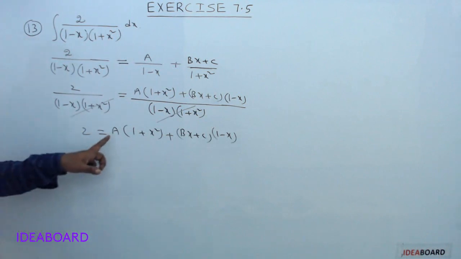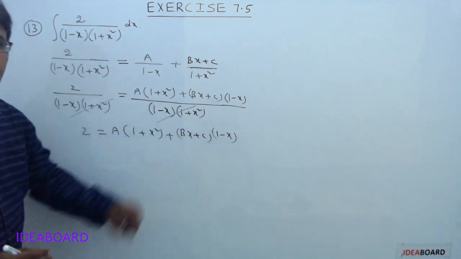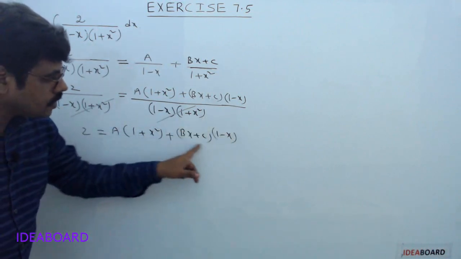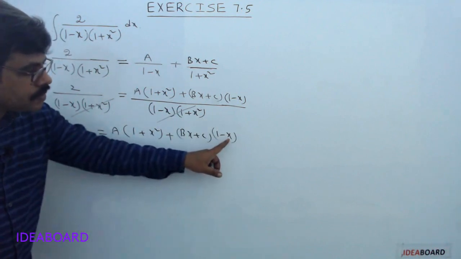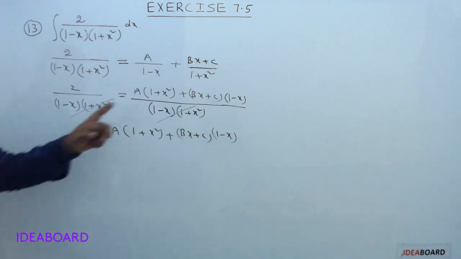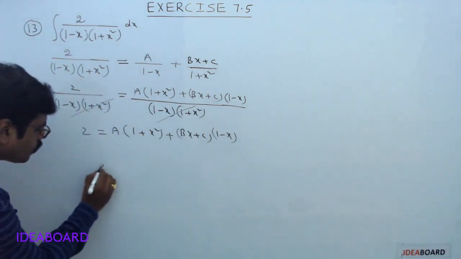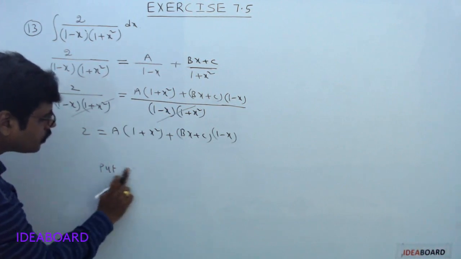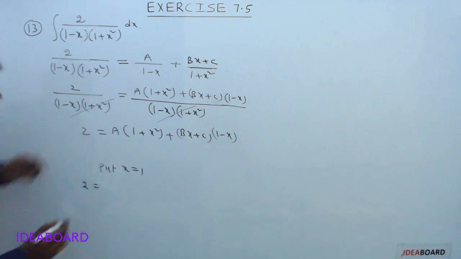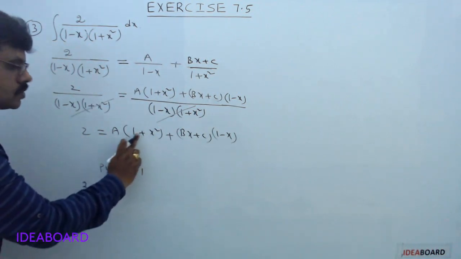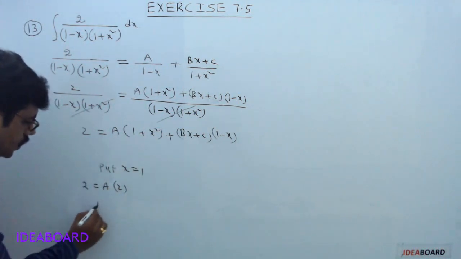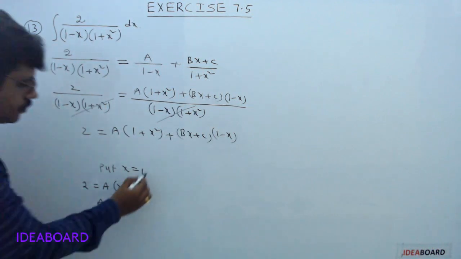Now here, to find the value of a, make the second term 0. If you substitute x equal to 1, then this entire term will be 0. First write down x equal to 1. So, substitute x equal to 1. Now, LHS value 2 equals 1 plus 1, 2 multiplied with a. So, therefore, a value is 1.